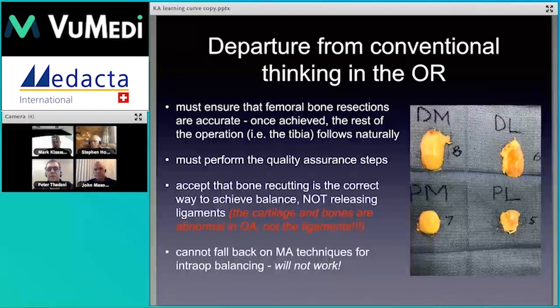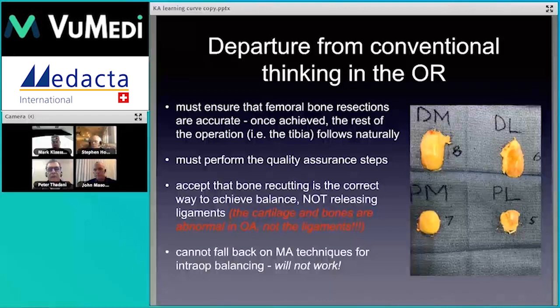Once you've ensured that your femoral cuts have been done properly, and there's a very well-defined set of quality assurance steps that you can perform each step of the way during the operation to ensure that it is being executed properly, once that femur is done, then really everything else follows naturally. The tibial cut is done based on what needs to be done to match the femur and restore and create a happy and balanced ligamentous sleeve.